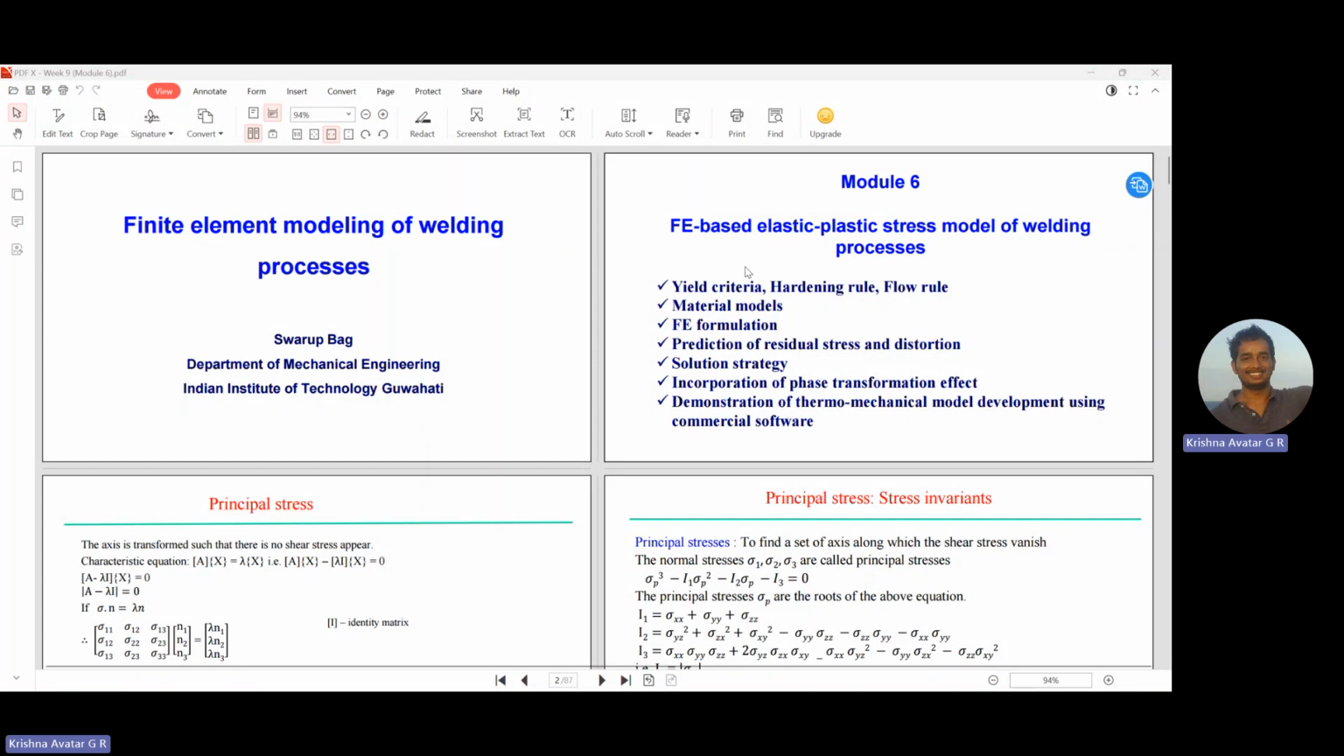So some of the topics that we'll revise today are essentially all to do with mechanics. We want to go to the metallurgical aspects. So we'll talk about the foundations for yield criteria, hardening rule, flow rule, the material models, how do you formulate the problem of welding in FEM, how do we predict residual stress and distortion, and the solution strategy. So this is what we plan today.